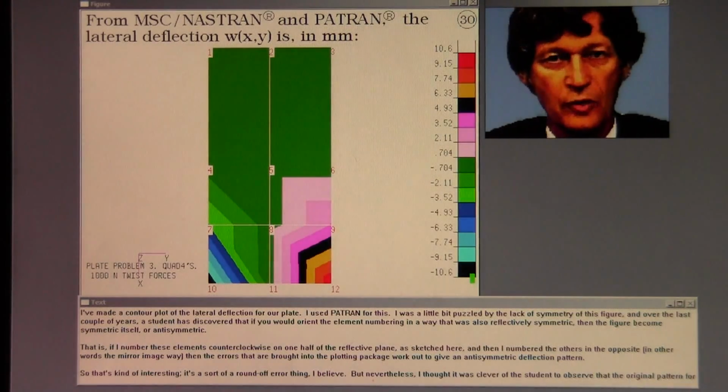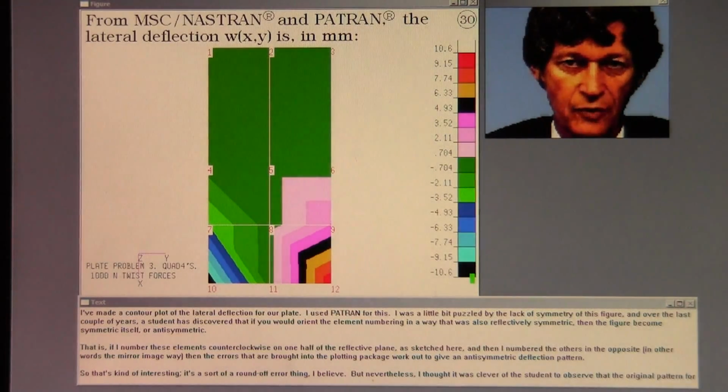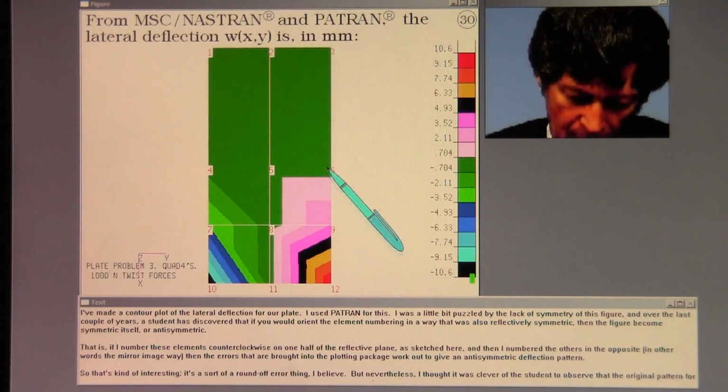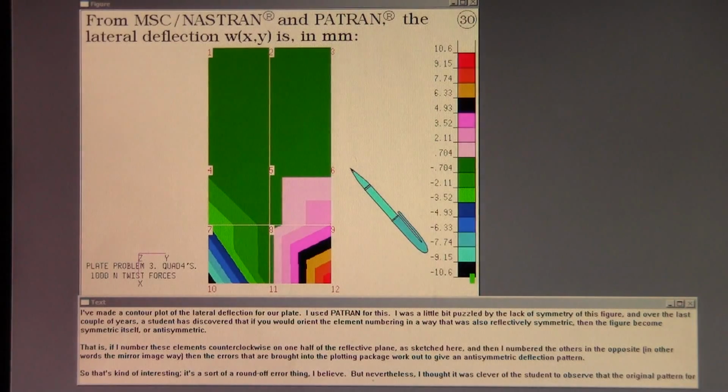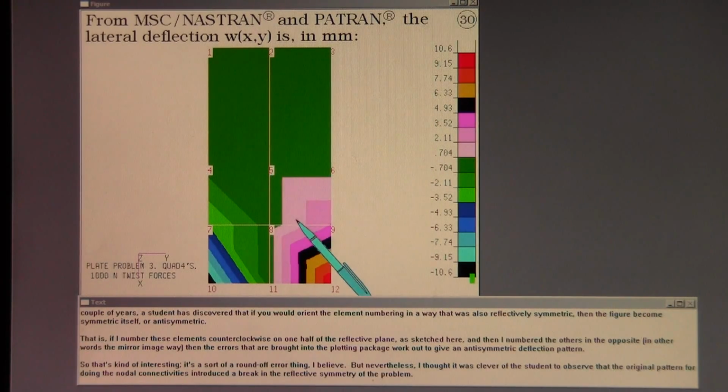I've made a contour plot of the lateral deflection for our plate. I used Patran for this. I was a little bit puzzled by the lack of symmetry of this figure, and over the last couple of years a student has discovered that if you orient the element numbering in a way that was also reflectively symmetric, then the figure becomes symmetric itself, or anti-symmetric.